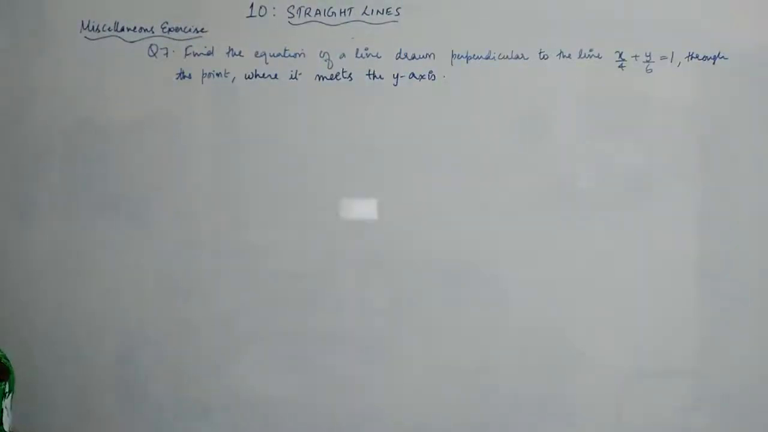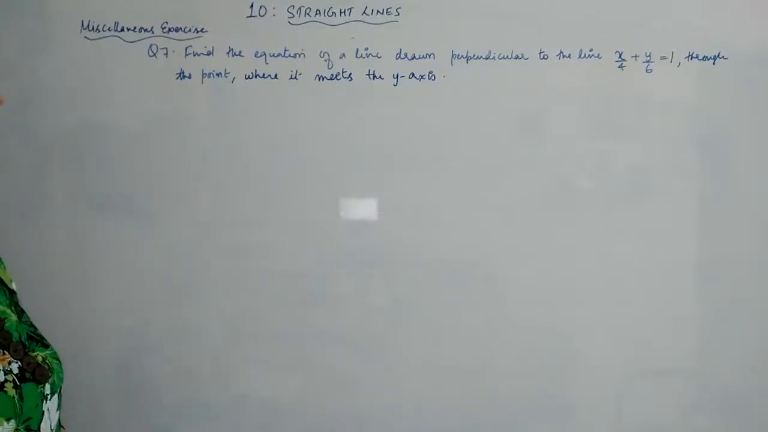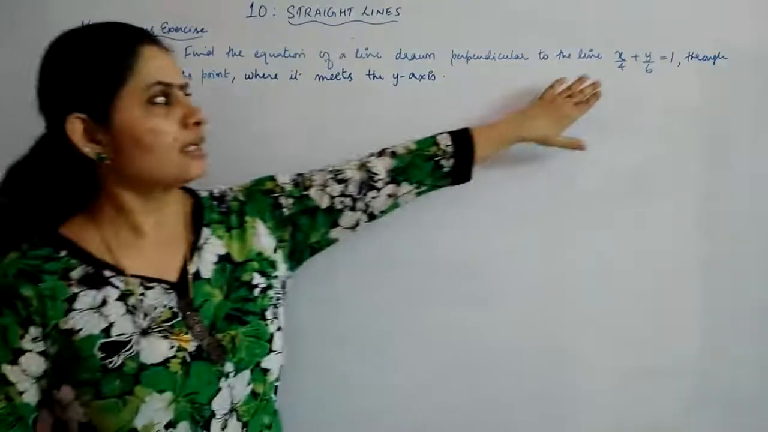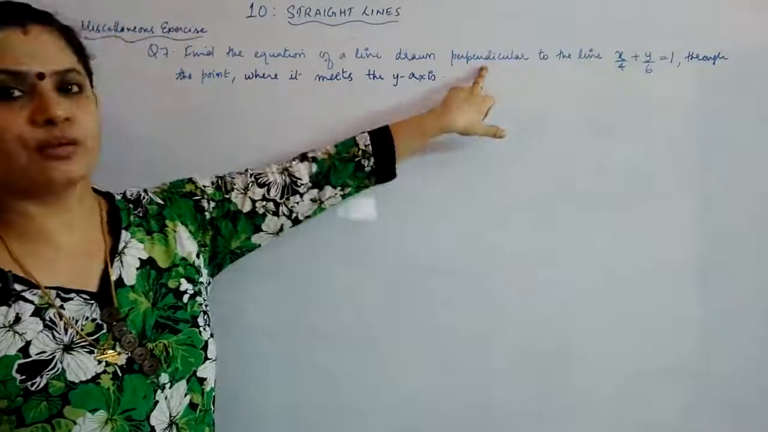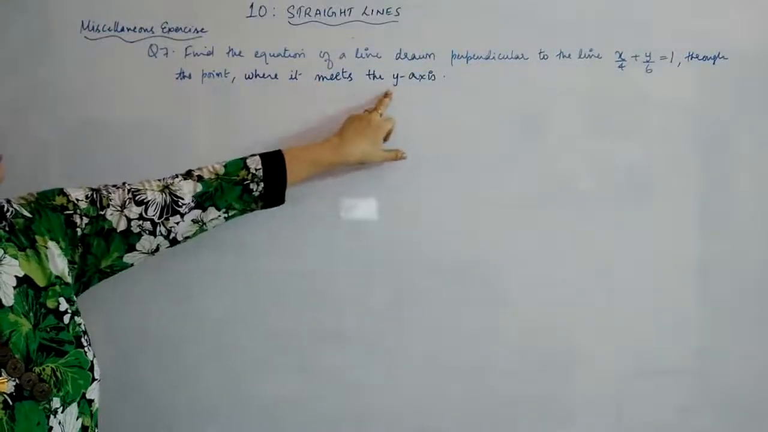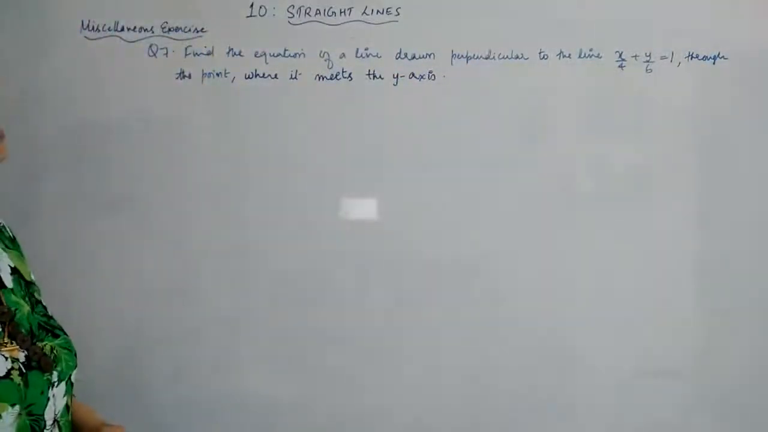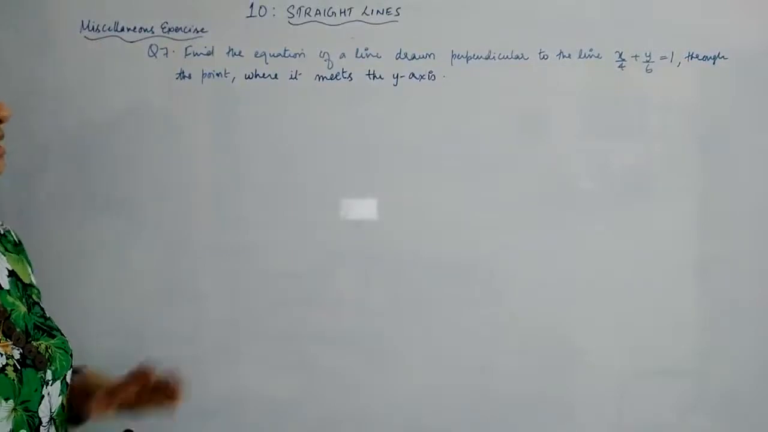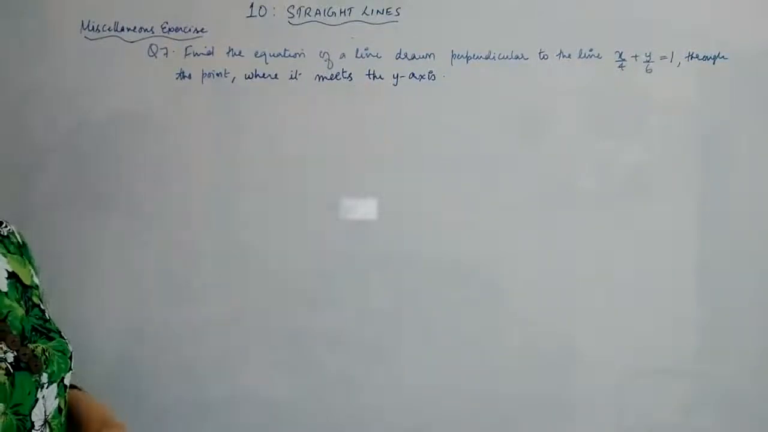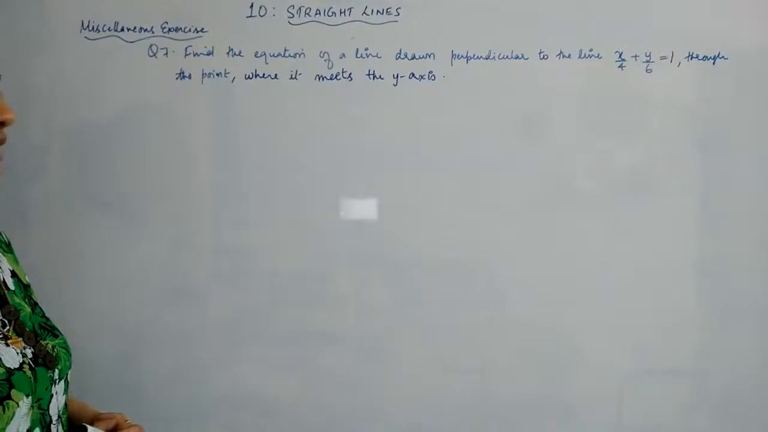Question number 7 is: find the equation of a line drawn perpendicular to the line x by 4 plus y by 6 equal to 1 through the point where it meets the y-axis. So first we will find out the slope of this line. Since these two lines are perpendicular, we will get the slope of the required line also. Now it meets the y-axis means the x-coordinate will be 0, and the y-intercept for this line is 6. So 0, 6 will be the point through which it is passing on the y-axis.